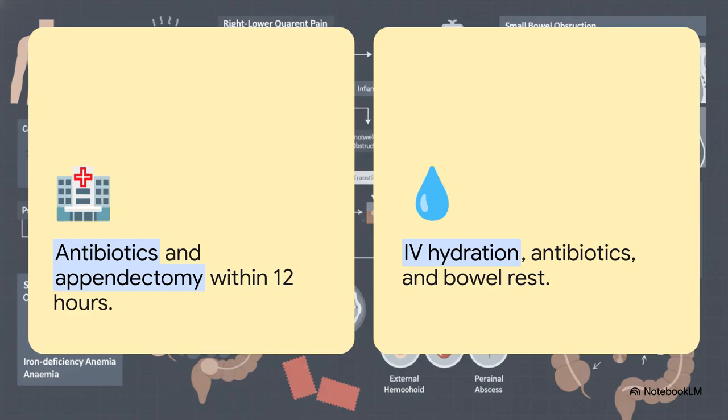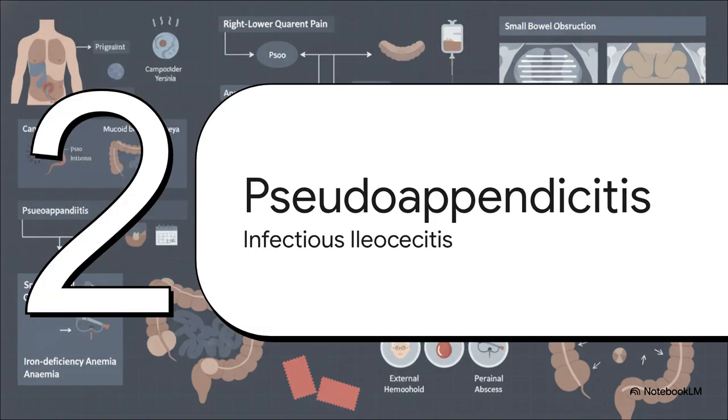Instead, this patient gets treated initially with IV hydration, antibiotics, bowel rest, and, if it's large enough, CT-guided percutaneous drainage. They are managed conservatively first, and then usually returned for an interval appendectomy weeks later, once all that inflammation has totally cooled down.